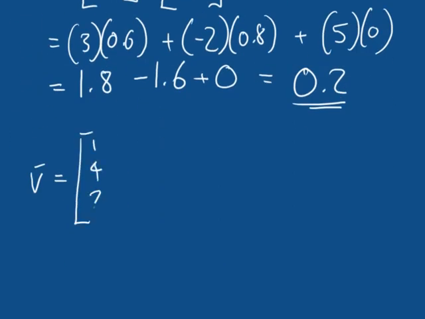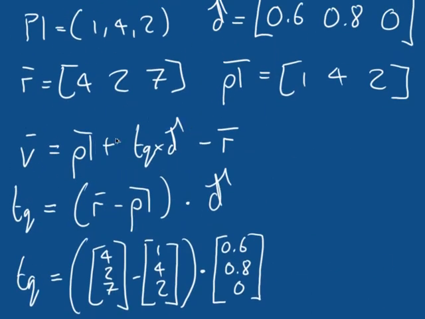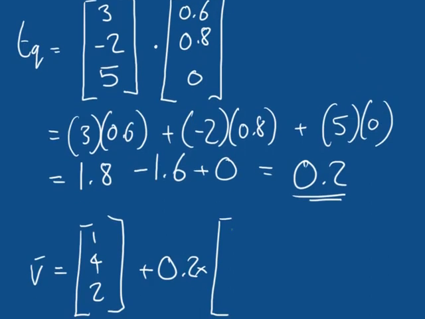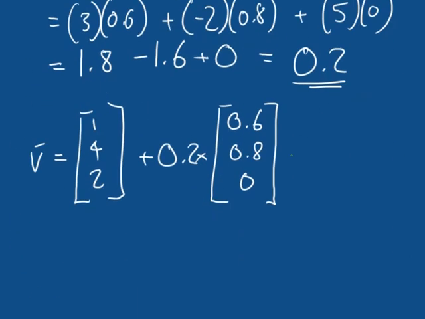1, 4, 2. So V was equal to P1 plus TQ multiplied by D. So that's going to be plus our parameter TQ multiplied by the vector D. Now again, the vector D was given by 0.6, 0.8, 0. So V was equal to P1 plus TQ times D minus R. So minus 4, 2, 7.